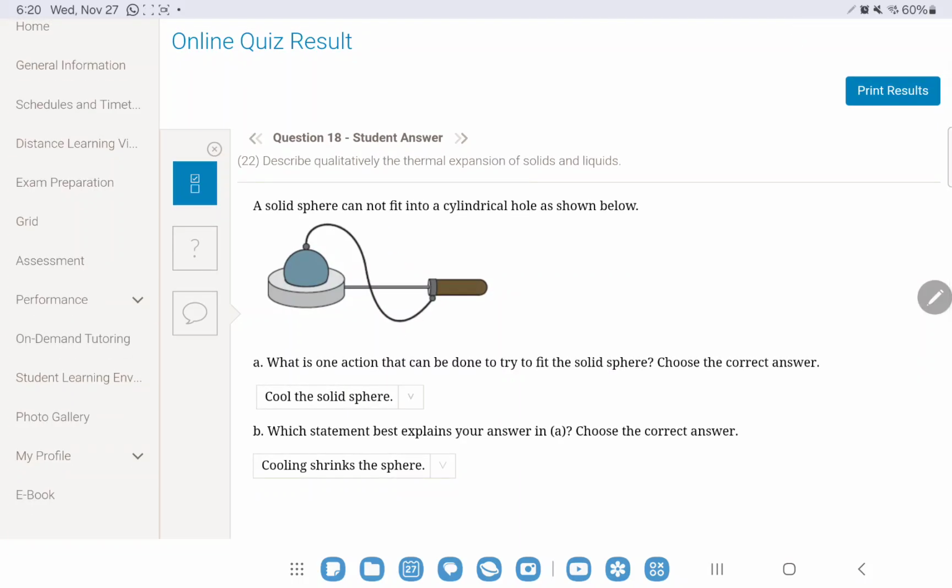Okay, so we know that when you heat something, it expands. And when you cool it, it will get smaller. It will contract. So if you want to fit this sphere in a cylindrical hole, you could try cooling it to make it smaller. Because cooling shrinks the sphere. That's what you're going to try to do to fit it.